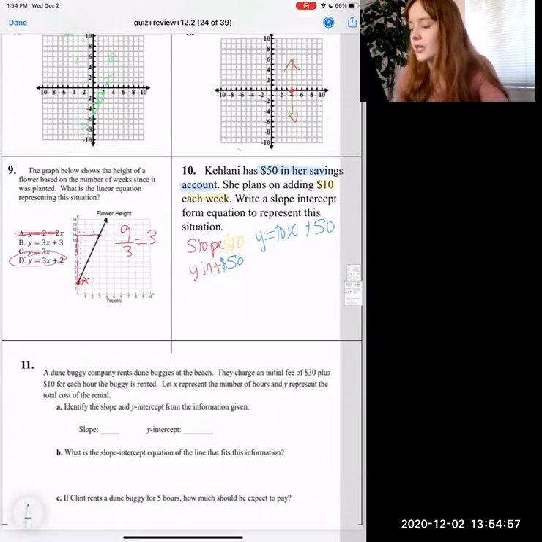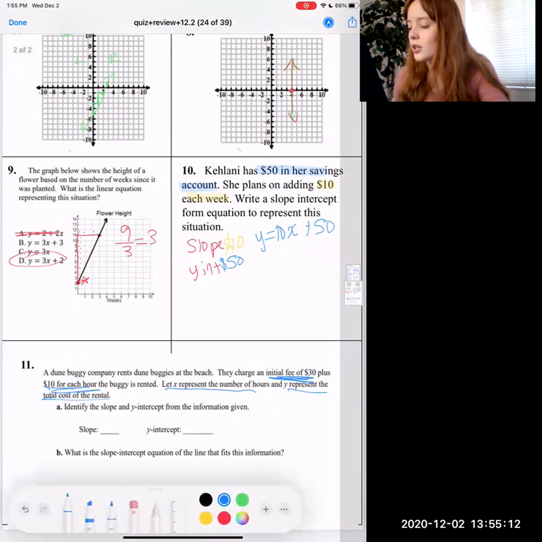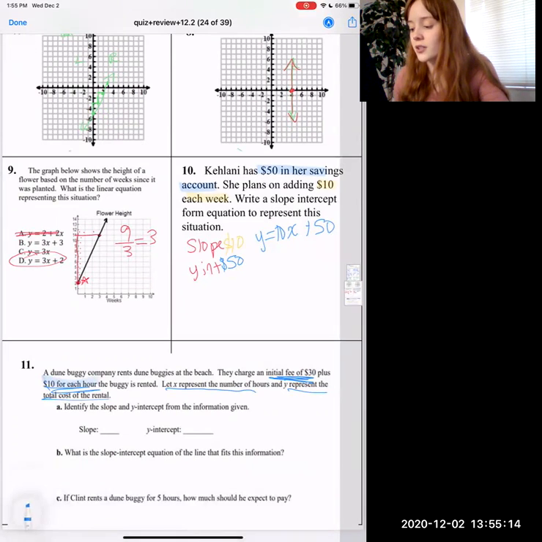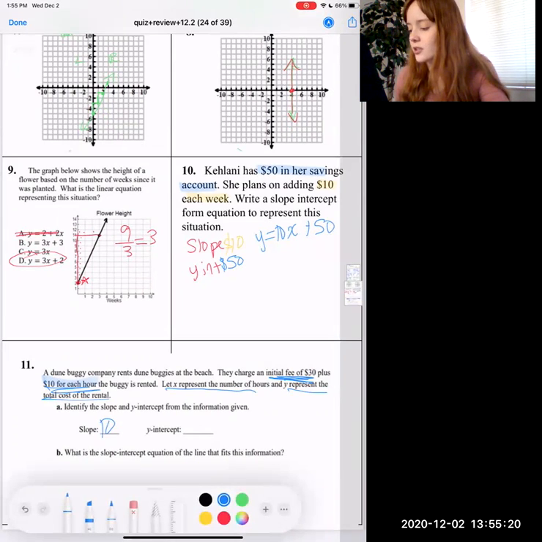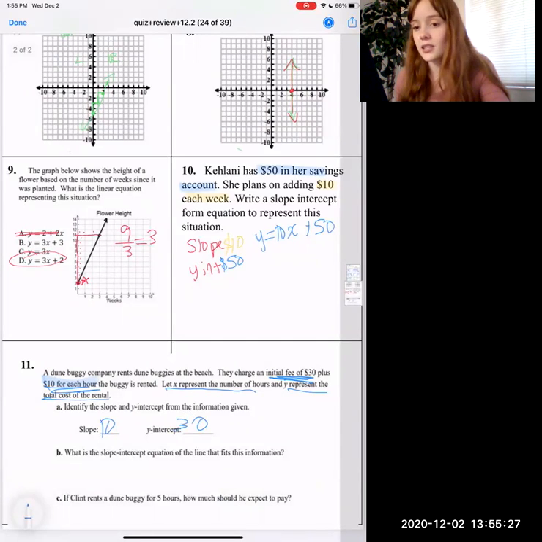Finally, we have number 11. A dune buggy company rents buggies on the beach with an initial fee of $30 plus $10 for each hour. Let X represent the number of hours and Y represent total cost. So the important things are our $10 for each hour is our slope. The initial fee is our y-intercept. Oops, sorry, that's 30. So now we can easily write the equation y equals 10x plus 30.